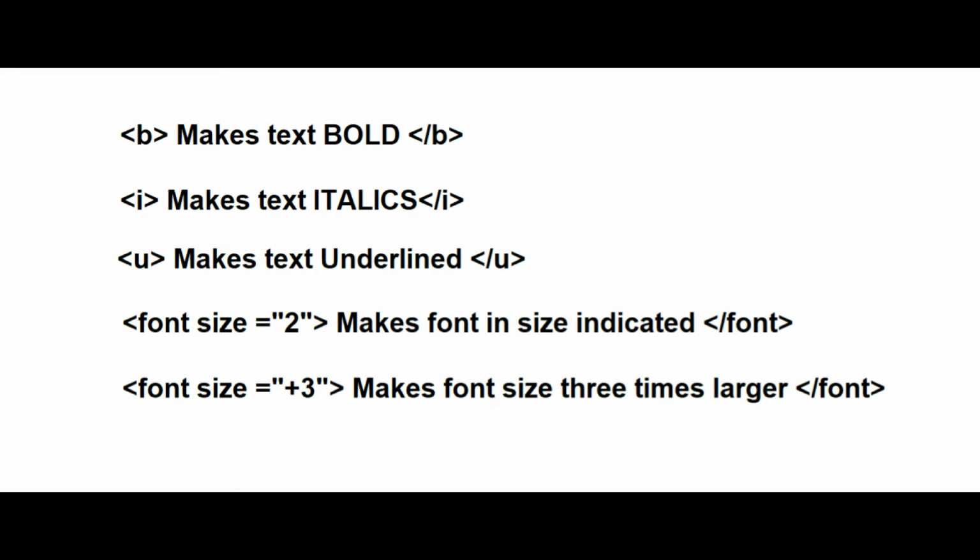This is how we work with text. Brackets B makes the text bold. You got to close it when you're done with it. Slash B in the brackets, that ends it. After that, it goes back to being plain text. Brackets I makes your text italics. The same thing, you have to end it with the slash brackets I. Brackets U makes your text underlined. Again, you have to go slash U in the brackets to end it.